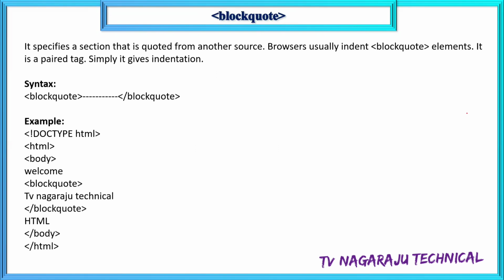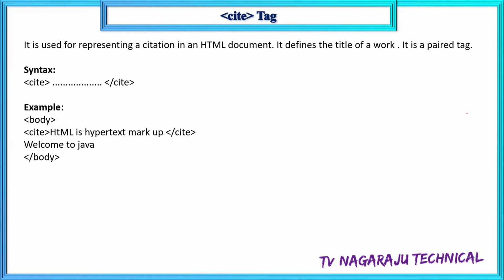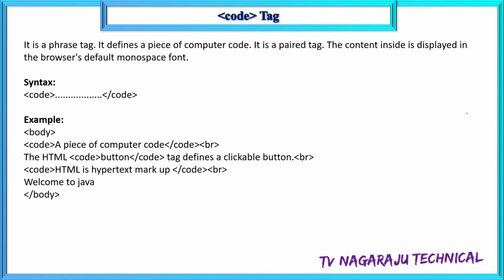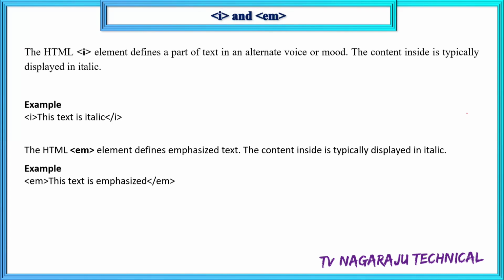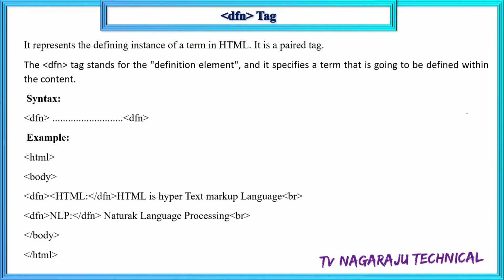Blockquote is used to give indentation to a specified text. Cite is used to represent some citation in your document. Next, code. It is a computer code. Generally, it is used to display the program outputs, and that is by default specified in monospace font. I and EM are used to display the text in italic format. DFN, the most important, is used to define a new term. That is simply to give the definition.